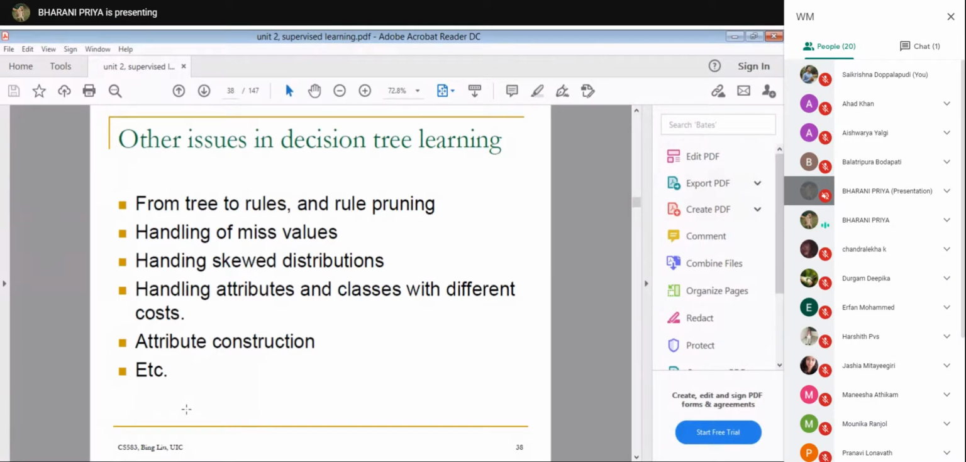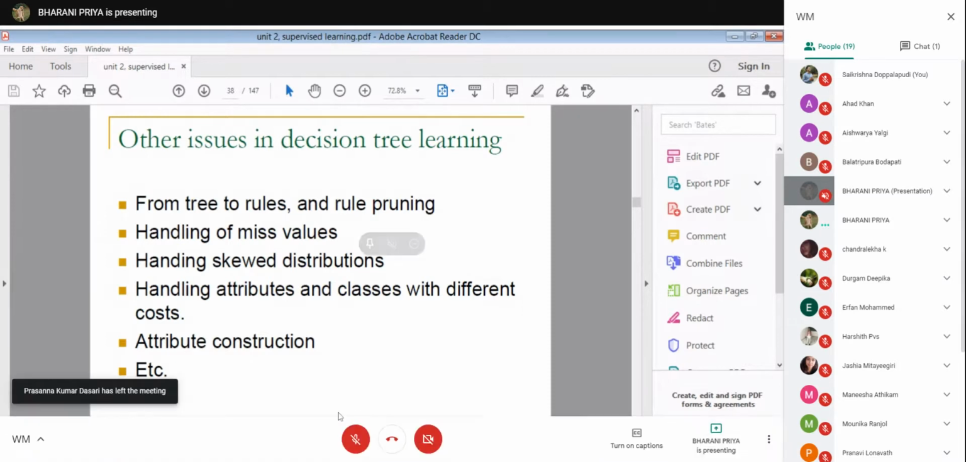So when you construct the decision tree, you can construct the rules from it. And once you have constructed the rules, the pruning rules are similar to your association rules. And before constructing the tree, you need to handle the missing values. And you need to handle the skewed distribution. When does skewed distribution occur, tell me?